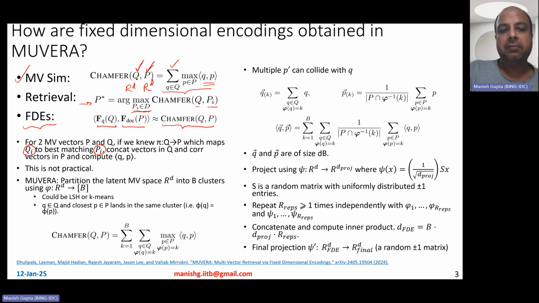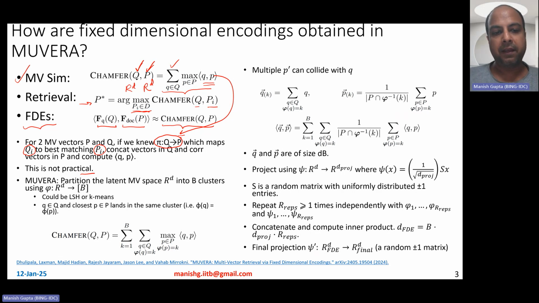However, unfortunately, computing this mapping, which query token best matches which passage token, is the most time-consuming task. So therefore, you cannot really do this. Okay, this is not practical. So let's see what is practical.